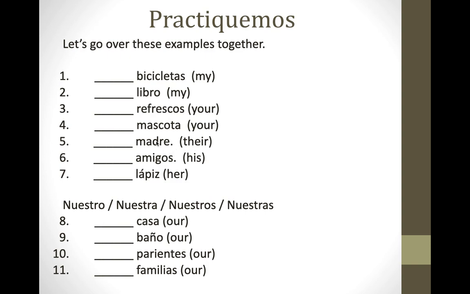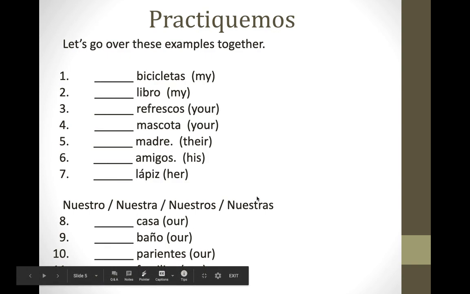And because mother is singular, we would say su. And if you want to say his or her, you also need to use su or sus. So just remember, you look at this word here after the blank to determine whether you use the singular or plural. Okay, so his friends would be sus amigos because this is plural. And her pencil would be su lápiz because pencil is singular.